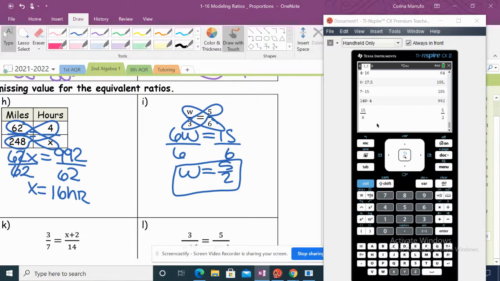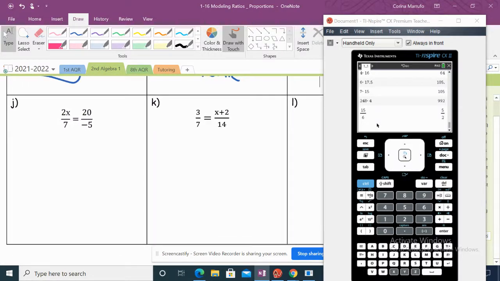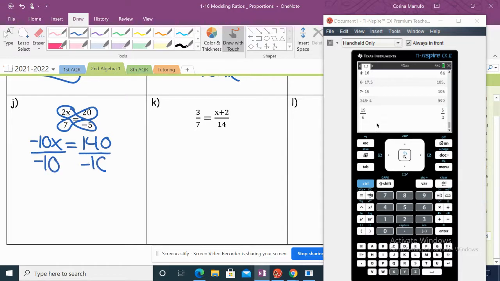Alright, let's see. The next one here we have 2x over 7 equals 20 over -5. So we're going to go ahead and cross multiply. 2x times -5 gives us -10x. And then 7 times 20 gives us 140. So this is a little bit different because the x had a number in front of it. So all you've got to do is just multiply the 2 times the -5. Then to solve for x, we're going to go ahead and divide by -10. Okay, here the two negatives make a positive, the two tens cancel, and we get x is equal to 14.